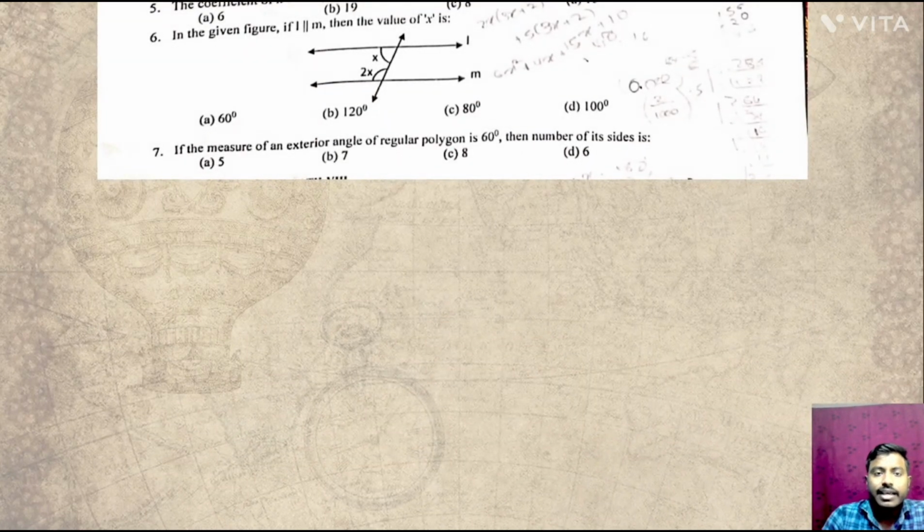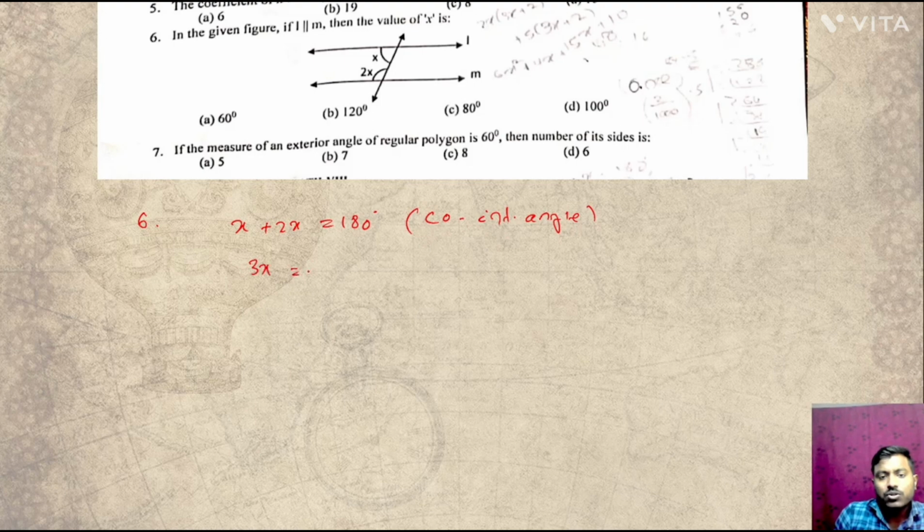Question number 6. In the given figure, if L parallel M, then the value of x equal to dash. We know that x plus 2x is equal to 180 degree, because co-interior angle. Now 3x is equal to 180 degree, x equal to 180 degree divided by 3 is equal to 60 degree. So therefore x equal to 60 degree. Correct answer is A.